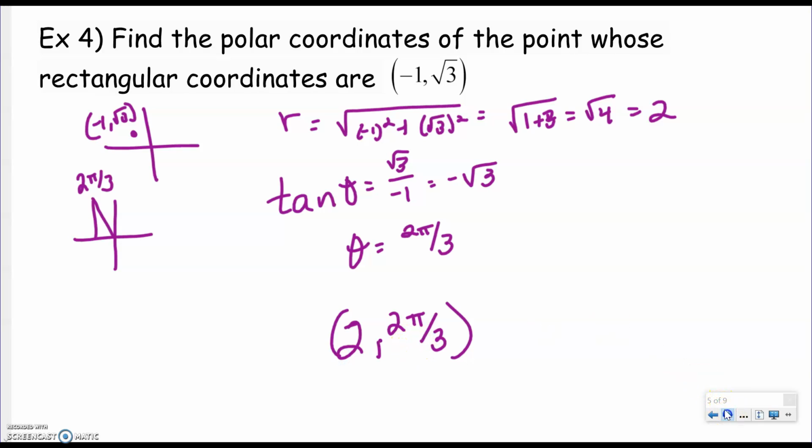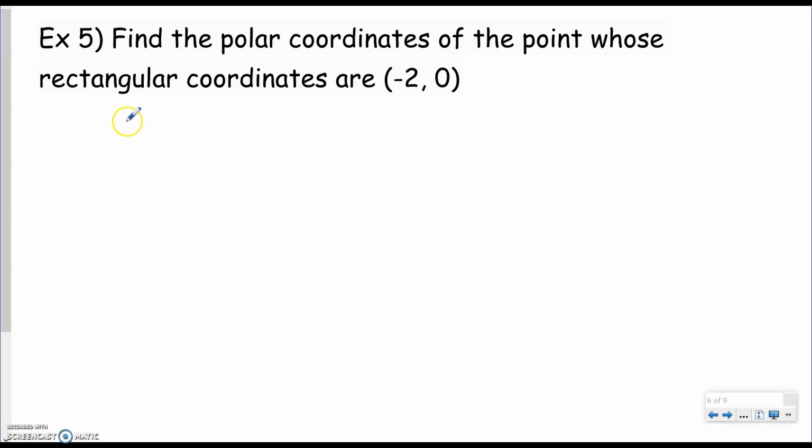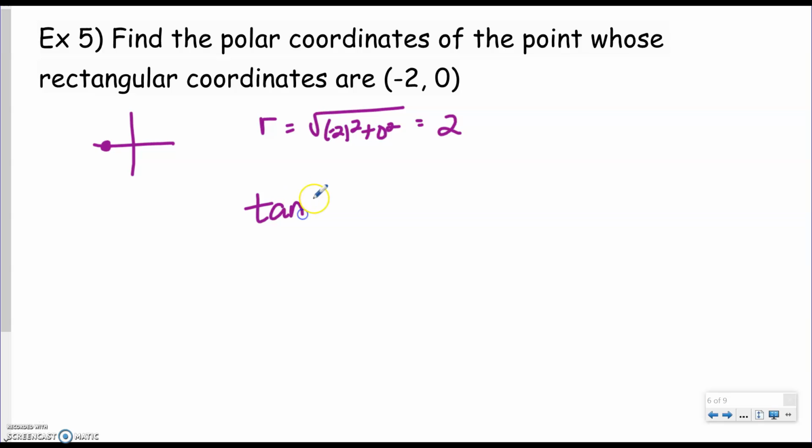Okay, let's do another one. Find the polar coordinates of the point whose rectangular coordinates are negative 2, 0. So negative 2, 0 is right here. Your radius is going to be the square root of negative 2 squared plus 0 squared, which is really just 2. Negative 2 squared is 4, square root of 4 is 2. And then to find our angle measure, tangent of theta is 0 over negative 2, which is 0. So theta would be pi. An easy way to do that is if it's on the axis, we know that this is pi over here anyway. So our polar coordinate is 2, pi.